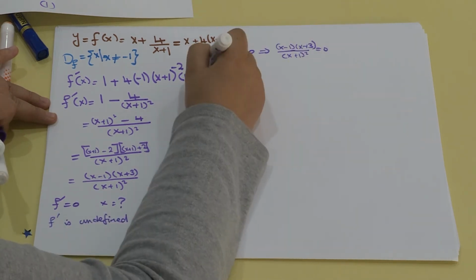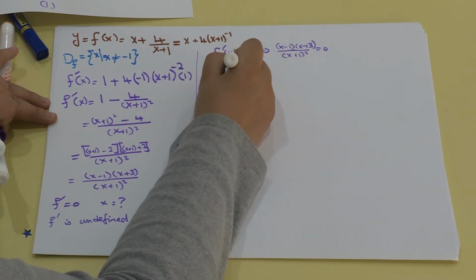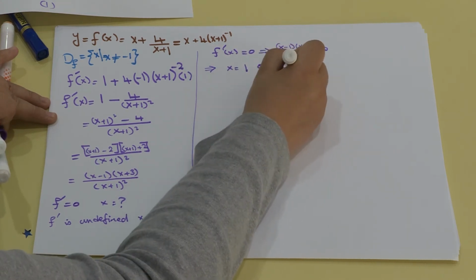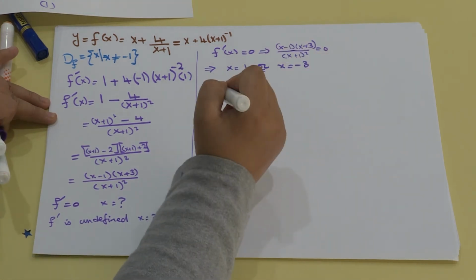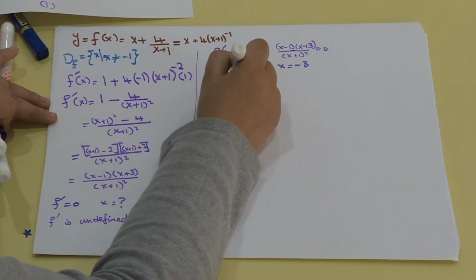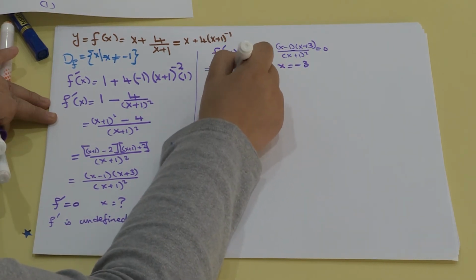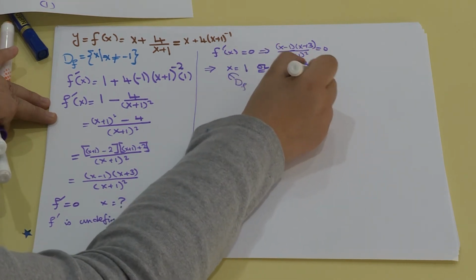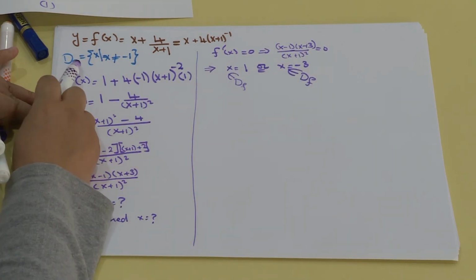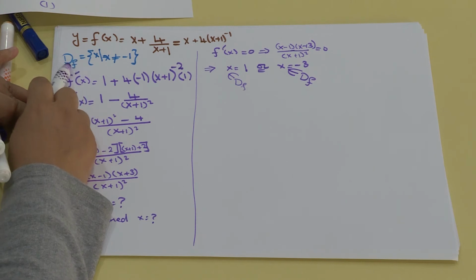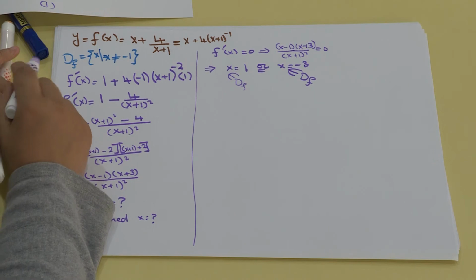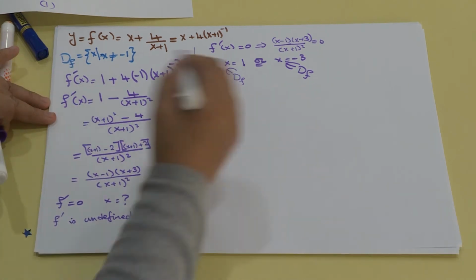This implies that we are having either x equals 1 or x equals minus 3. So these two values, are they in the domain of the function? Yes, this is in the domain of the function. Does this belong to the domain of the function? Yes, this belongs to the domain of f, where we have at the very beginning, domain of f is everything except minus 1. Now, we have two critical values.